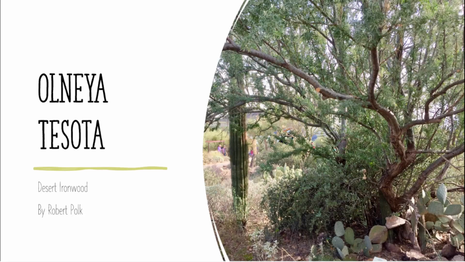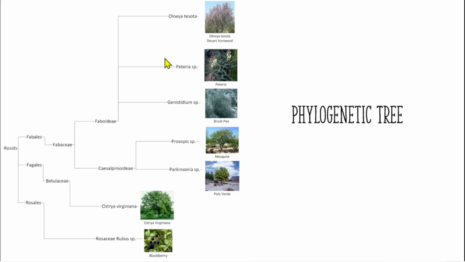Hello, today I'm going to be talking about Olneya tesota, or the ironwood tree as we know it here in the Sonoran Desert. The ironwood tree is part of the Fabaceae family of trees. The Fabaceae family covers your legumes, your nuts, everything with pods would be part of Fabaceae.